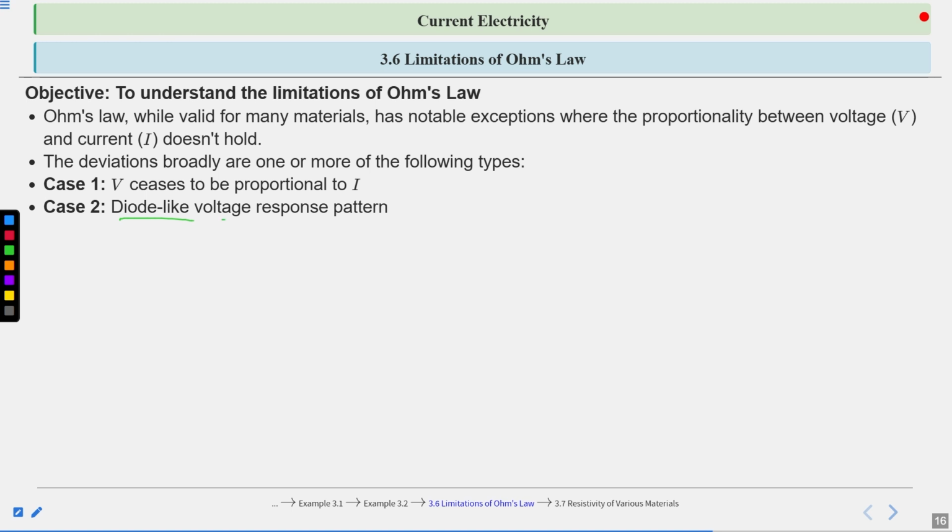Case 2: diode-like voltage response pattern. A diode is a semiconductor material. We are going to discuss these semiconductor materials in 12th class in the last chapter. The third case is non-unique VI characteristic curve. For these materials, for every unique value of voltage there is not a unique value of current, or vice versa: for every unique value of current there is not a unique value of voltage.